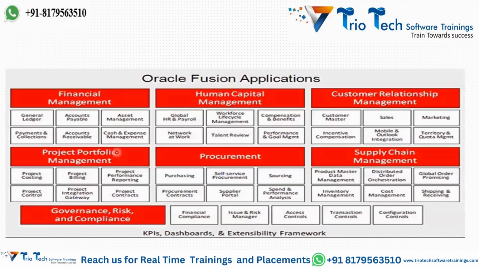Now, if you drill down further into the subject areas available in financial management, you have general ledger, which takes care of the accounting aspect. You have accounts payable, which takes care of the supplier invoices and payment aspect. Asset management means managing overall asset depreciation. Payments and collections means, from the customer side, AR, customer invoicing. Cash and expenses means from the banking point of view, all the banking activities can be handled under this specific module. Similar to that, we have human capital management with different modules. We have portfolio management, procurement, and supply chain management, where individual modules are there as a part of this application.